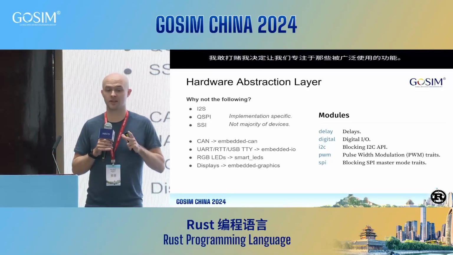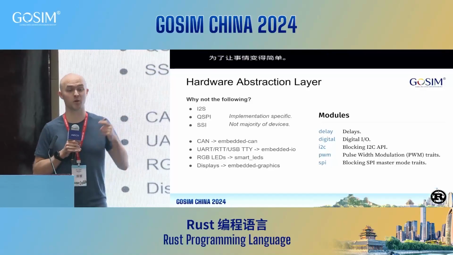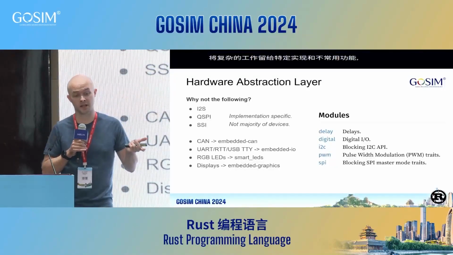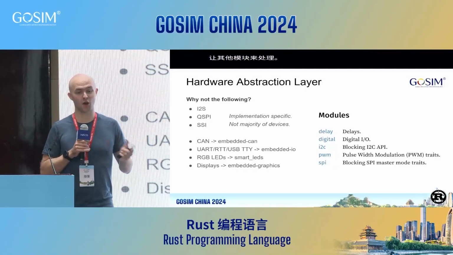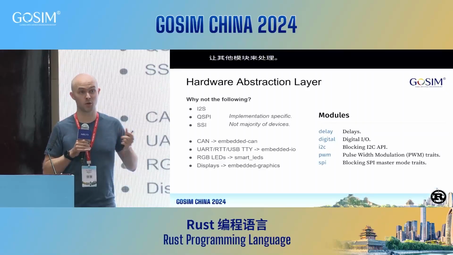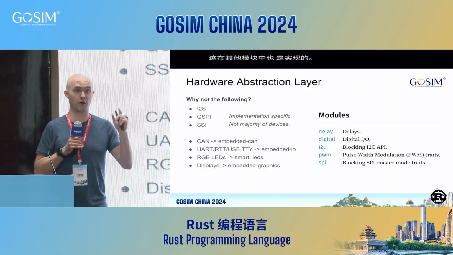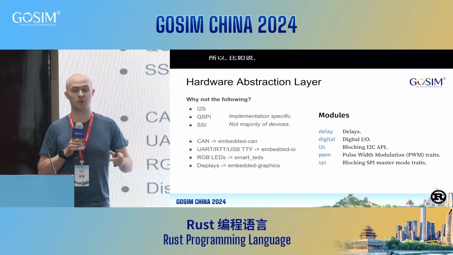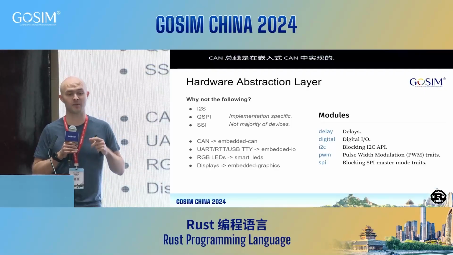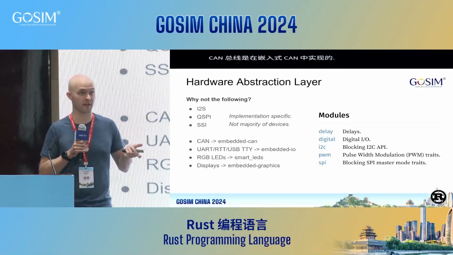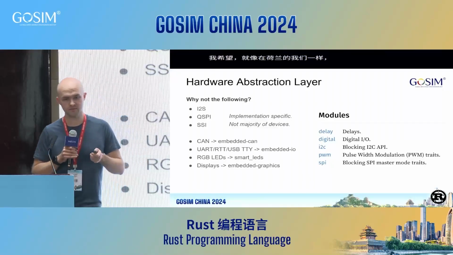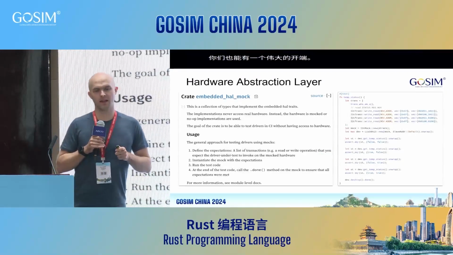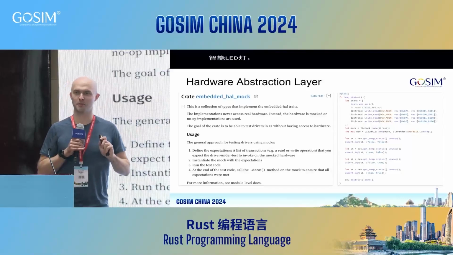This is also implemented in other crates. So for example, CAN buses are implemented in embedded CAN. I/O buffers, like UART, are implemented in embedded I/O. We have a crate for smart LEDs, and we have a special crate for rendering images to embedded graphic displays as well. And also, we have a nice mocking framework.